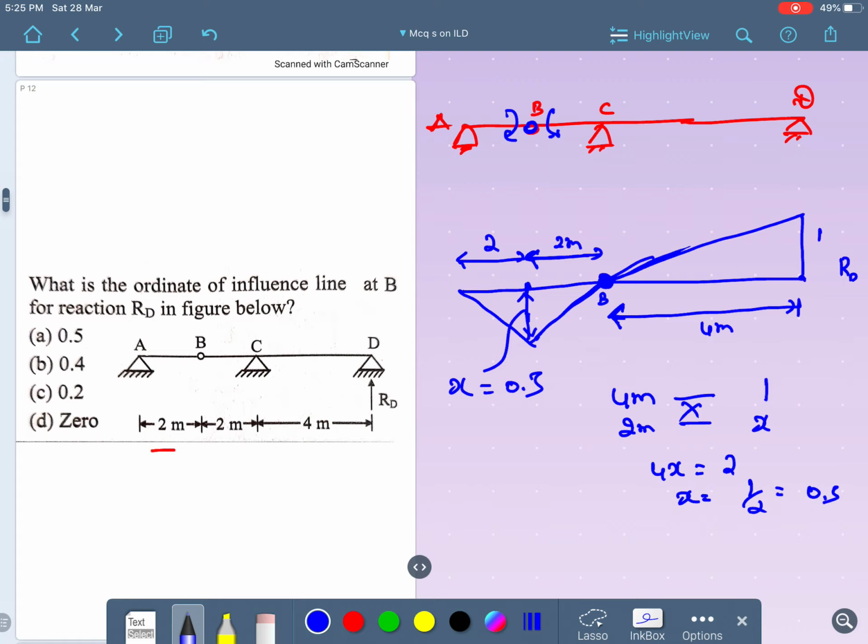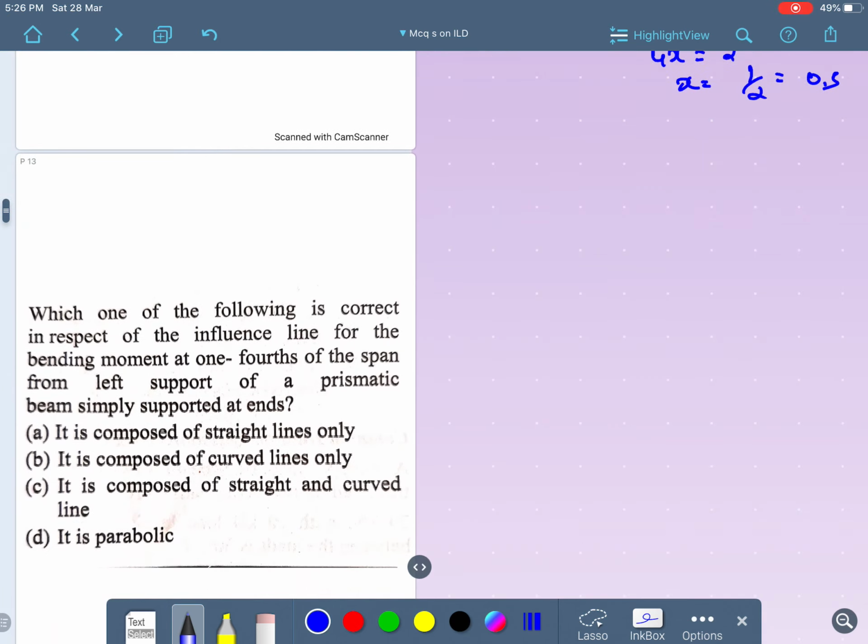And in the question they are asking, what is the ordinate of the influence line diagram at point B? At point B, the ordinate is 0.5. So the answer is 0.5. This is how they may ask. If the load is given, they either may ask the bending moment, shear force, or ordinate. You should get ready for all the things. Is it fine? So we'll do one more question.